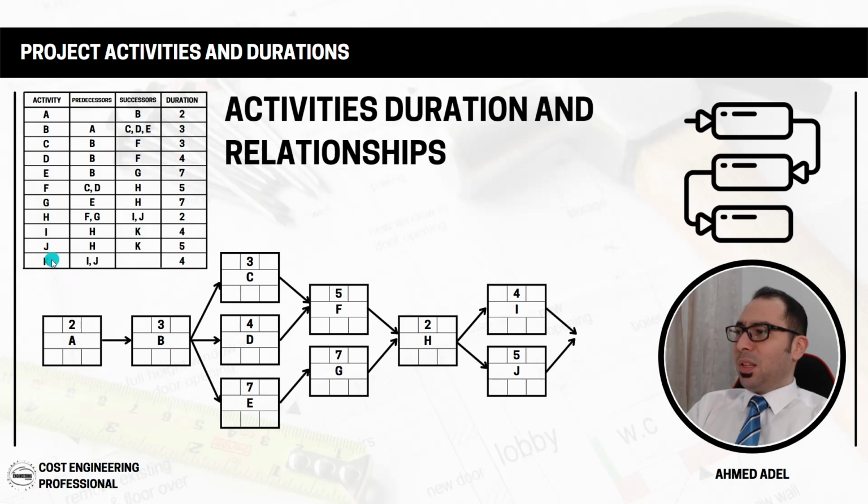And then I have activity K, which has I and J as predecessors. So I'll put activity K here with the duration 4 days. And the predecessors of K are I and J. And there is no successor because this is the last activity in the project. So now I have created this, and I know which activity is coming after which activity and what the relationships are. So we have the predecessor, the successor, and the duration for each of our project activities.